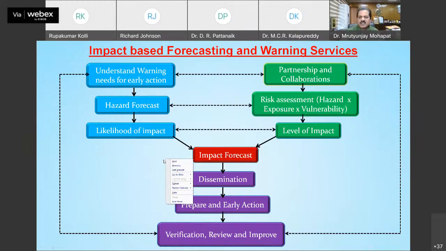It goes towards the risk assessment. Then we assess the likelihood of impact with the probability forecast and much more. And by that, we arrive at the level of impact. So considering all these, left hand side and right hand side, as shown here, we go for the impact forecast, then we go for dissemination, then prepare for the early action. Then of course, we have to go for verification, review, and improvement of the system.